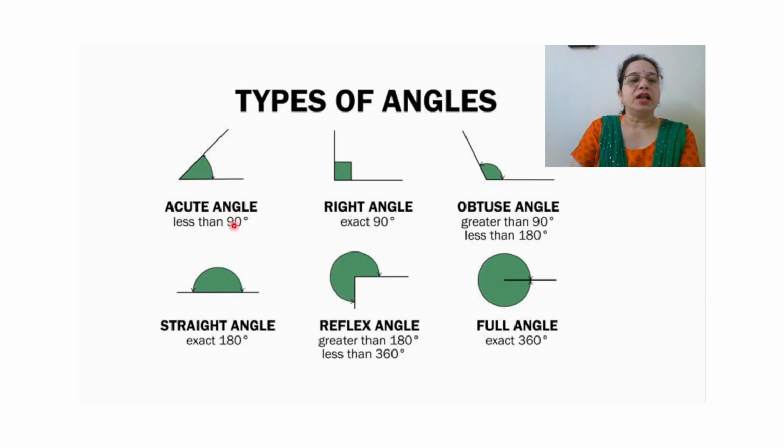The types of angle: this is acute angle, less than 90 degree; right angle, exact 90 degree; obtuse angle, greater than 90 degree and less than 180 degree; straight angle, exact 180 degree; reflex angle, greater than 180 degree and less than 360 degree; full angle, complete angle or whole angle, this is 360 degree.